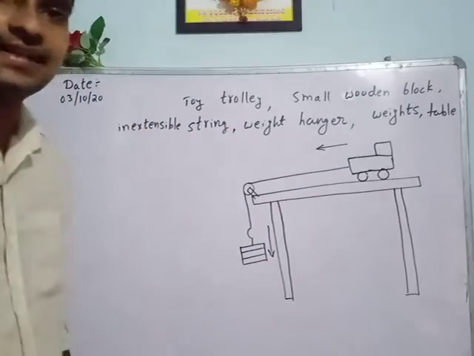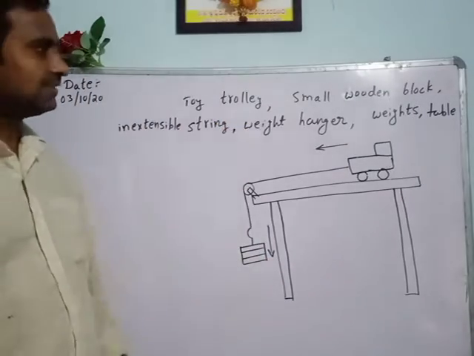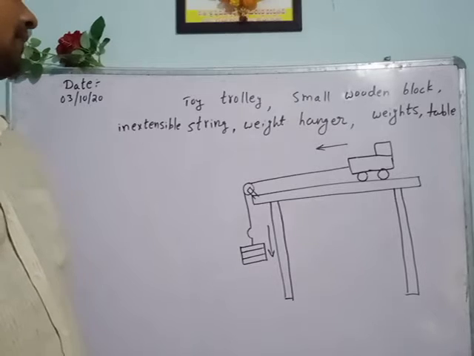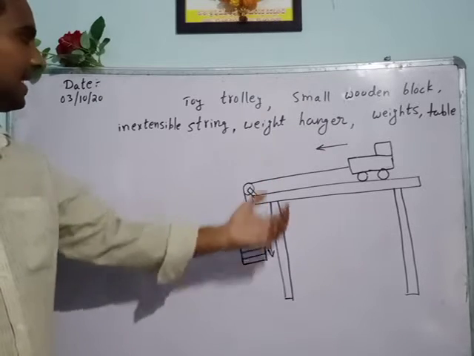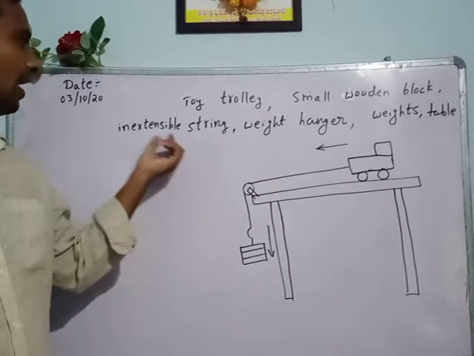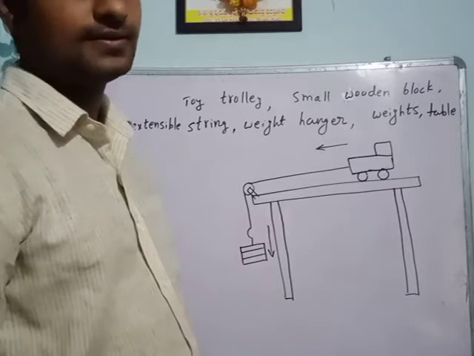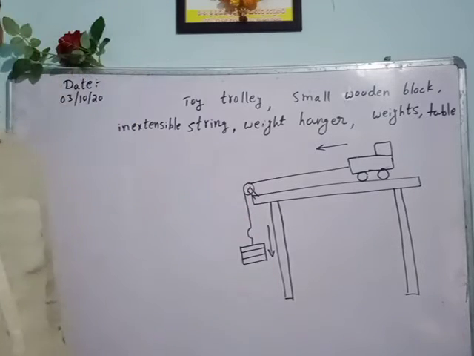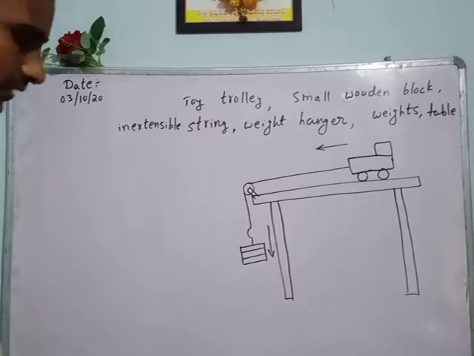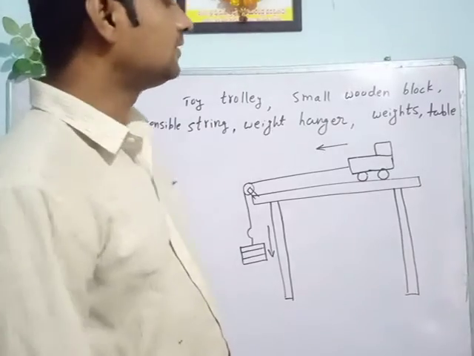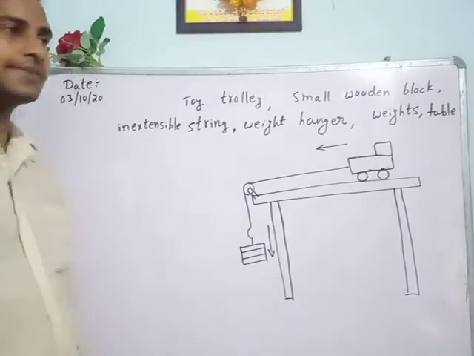So what are the materials required? A toy trolley, a small wooden block, one table, weights, a weight hanger, and a string or inextensible string. Now, first of all, we discuss frictional force and static friction.